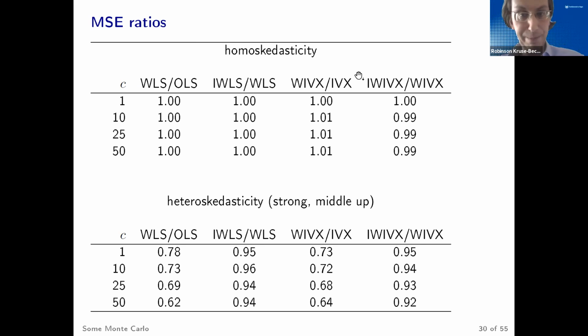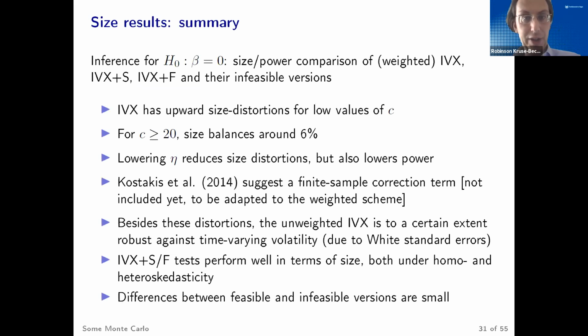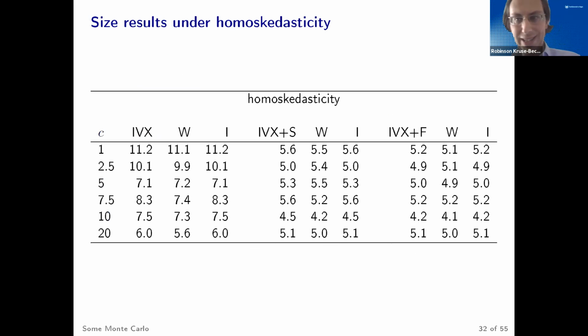Okay, so what about size performance? Well, there is already an IVX statistic around. This is the first column. It is a bit upward sized. We have a weighted version of this, doing a little bit better, and we have the infeasible version, where we know the true volatility process instead of estimating it. So this gives the infeasible counterpart.